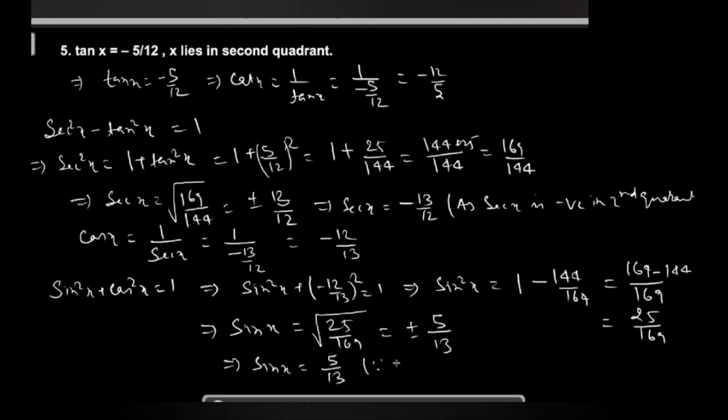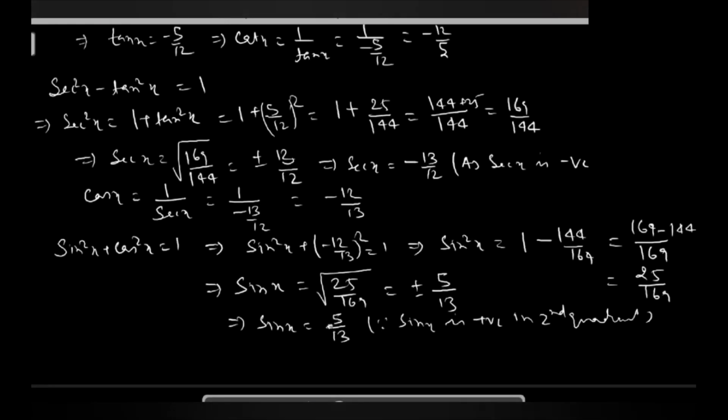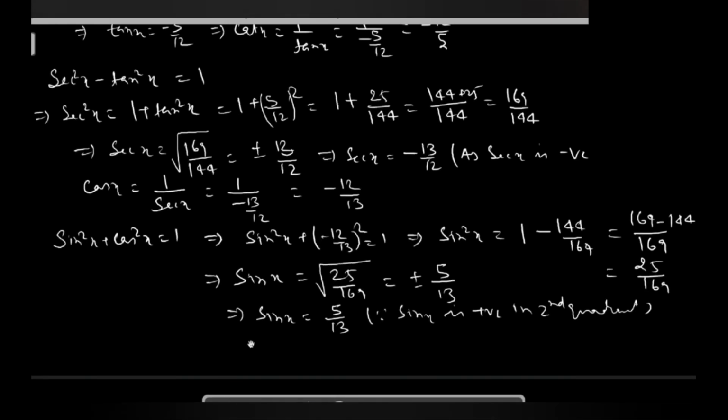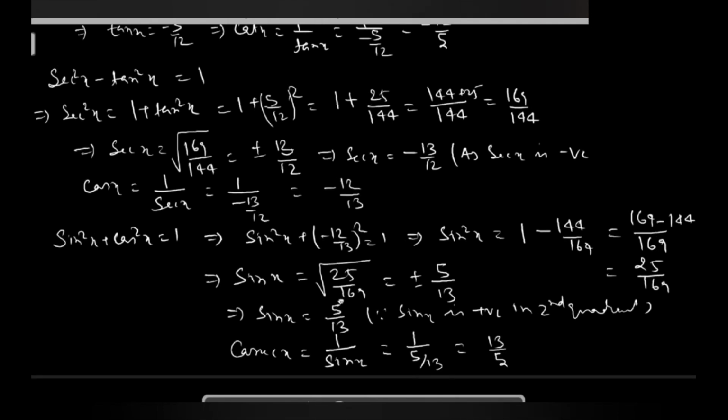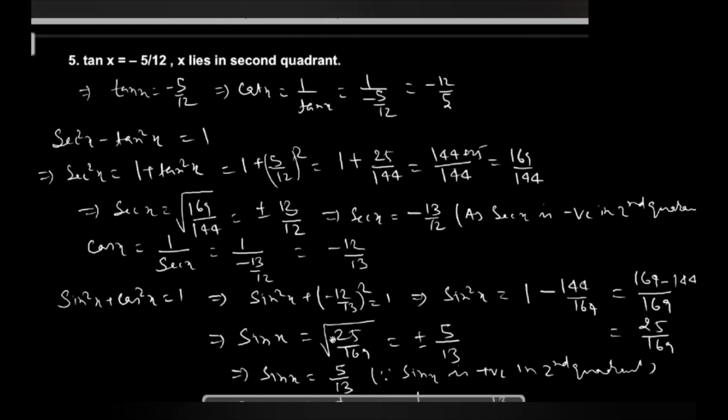Since sin x is positive in the second quadrant, right? Now given this, can we get cosec x? Yes. What is my cosec x? Cosec x will be 1 upon sin x, which will be nothing but 1 upon 5 by 13, and this will give me 13 by 5. Okay, so this is what we had to discuss in problems 3, 4 and 5.